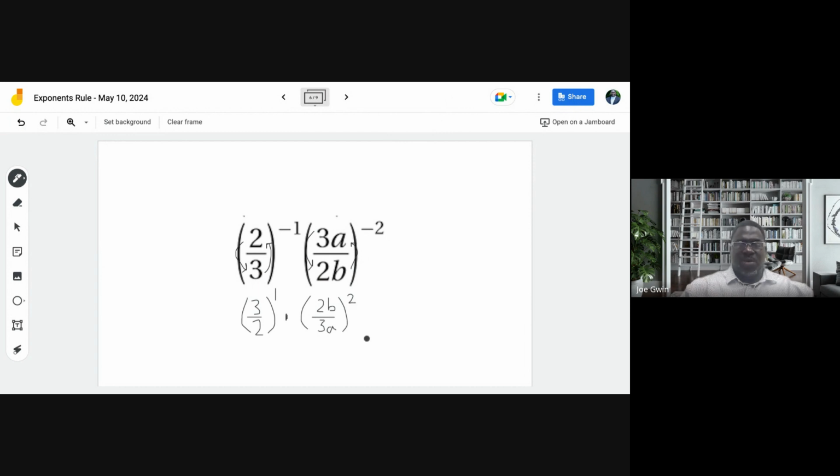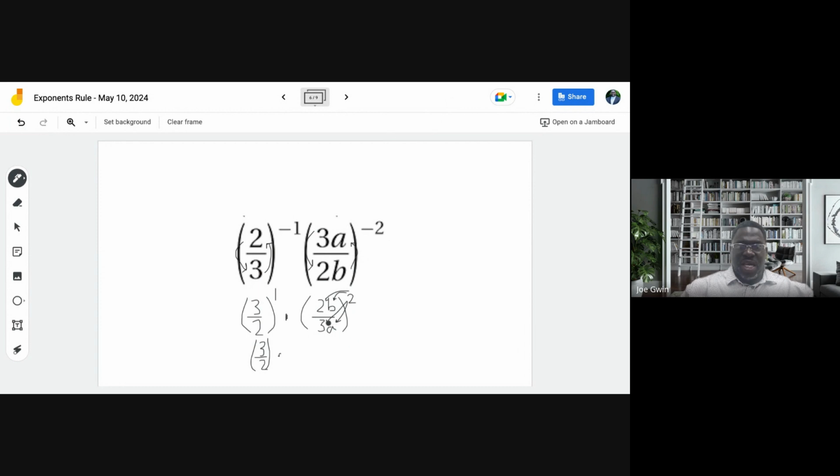Okay, so let's keep moving here. Anything to the first power is itself, so we have 3/2. I'll get rid of the 1 because anything to the first power is itself. And then times, I'll keep this in parentheses though. Right here, this is basically saying 2b times 2b and then 3a times 3a, which is the same as giving each one of these a 2, or squaring each of these.